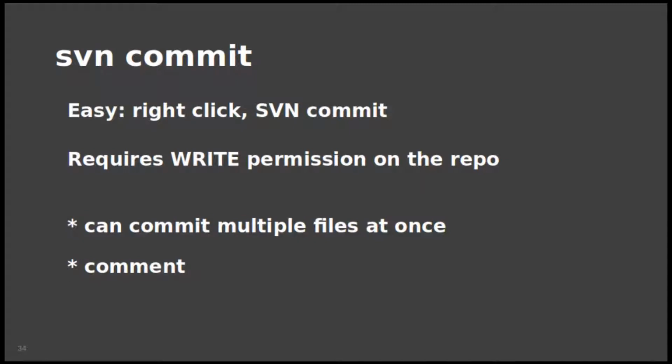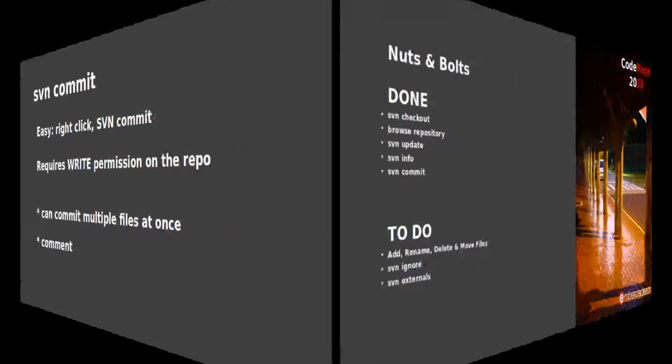When you are ready to improve a file and save it back to the repo on the server, use Subversion commit. The technique is very easy. Right-click your file, then choose commit from the menu. If you right-click a single file, you commit a single file. If you right-click a folder, you have the choice to commit any changed files within that folder recursively.